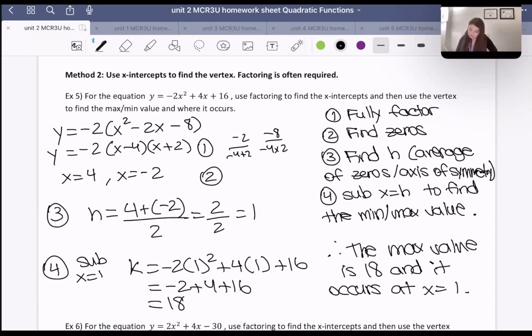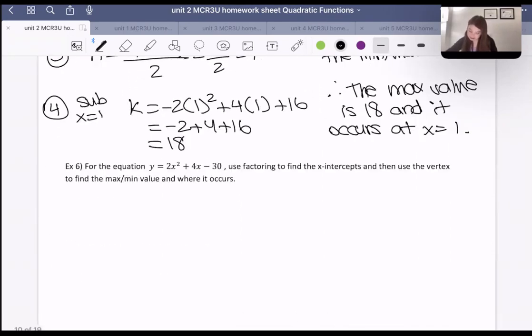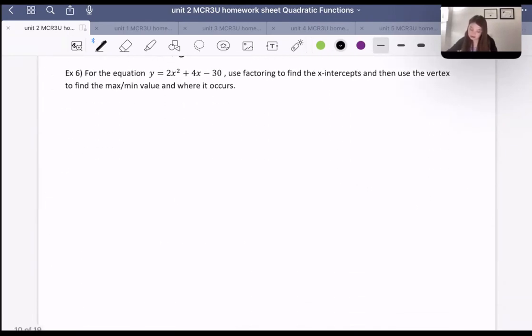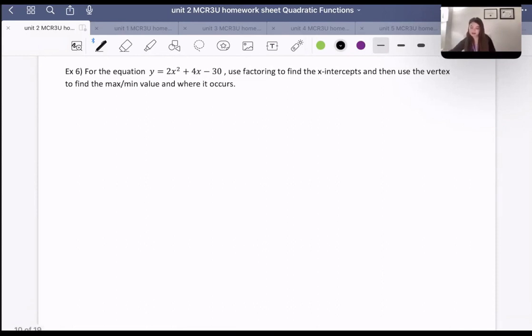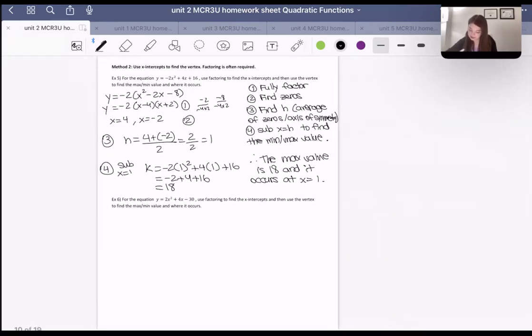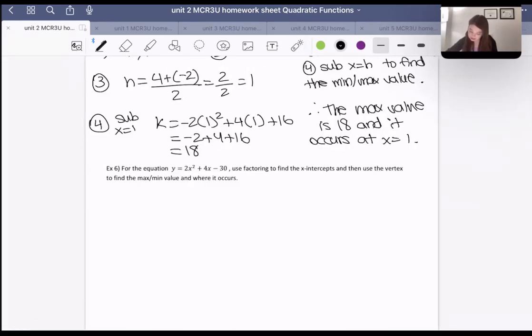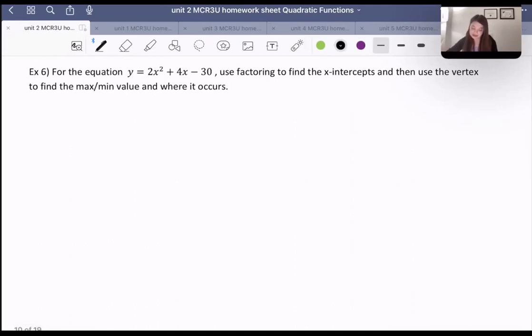Good. All right, let's do another one like this. Here it says for this equation, y equals 2x squared plus 4x minus 30, use factoring to find the x-intercepts, and then use the vertex to find the min and max value and where it occurs. And this is our last question for today, so if you're getting tired, don't worry. This is our last one. I encourage you to pause the video, give this a try if you're comfortable doing that, and then come on back when you're ready to have this taken up.